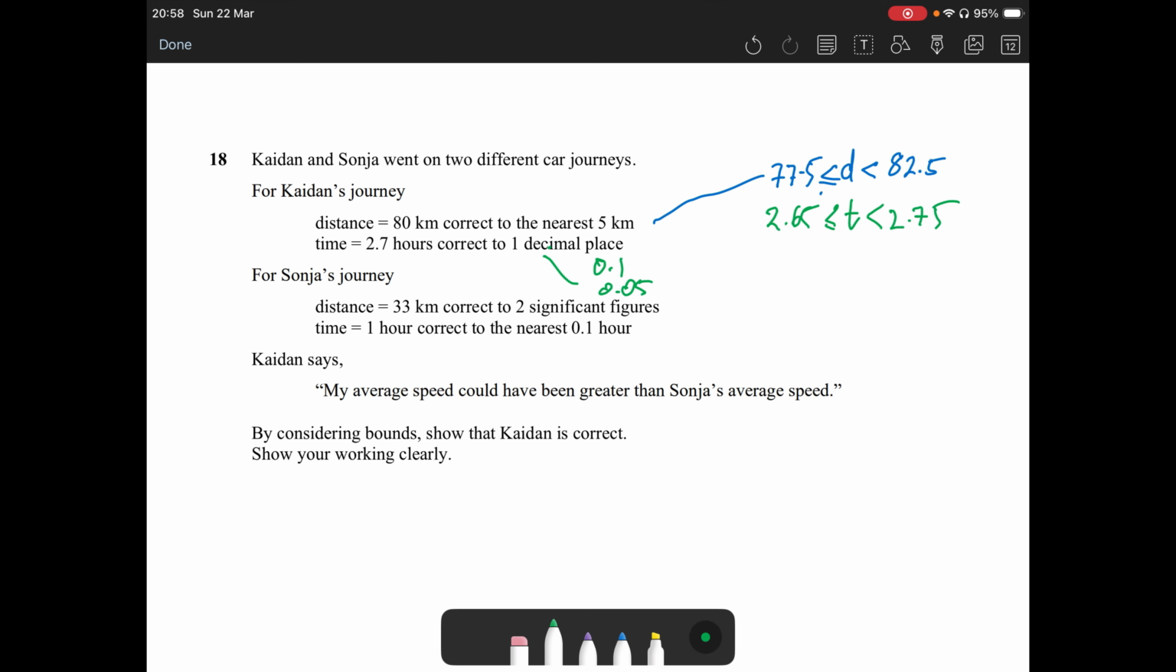Okay, we're cooking. And Sonia, again, I'm not going to go into too much detail here. Same idea, really. 2SF, so we're talking ones here. Half of one is 0.5, so the lower bound would be 32.5 and the upper 33.5. And the nearest 0.1 hour, half of that would be 0.05, so the time will be 0.95 hours and 1.05 hours. All my distances and times are in kilometers or hours.